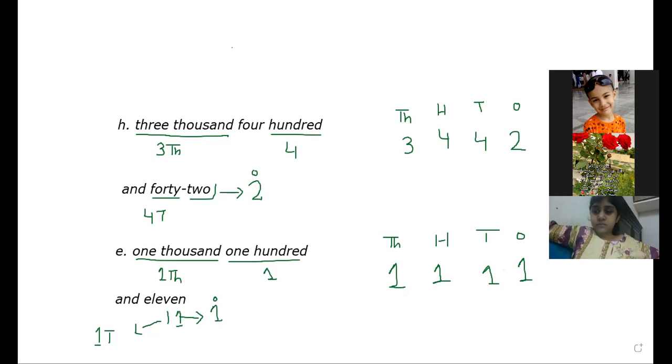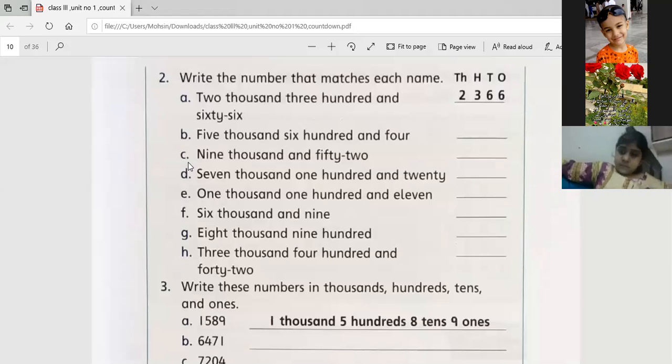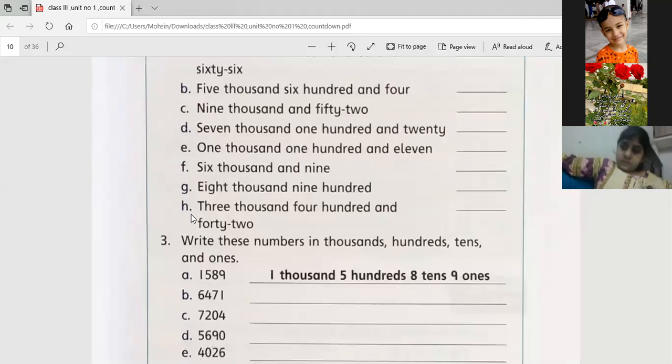Now take your book back. We have done question number 2. Now the turn of question number 3. What we have to do in this one: write these numbers in thousands, hundreds, tens and ones.